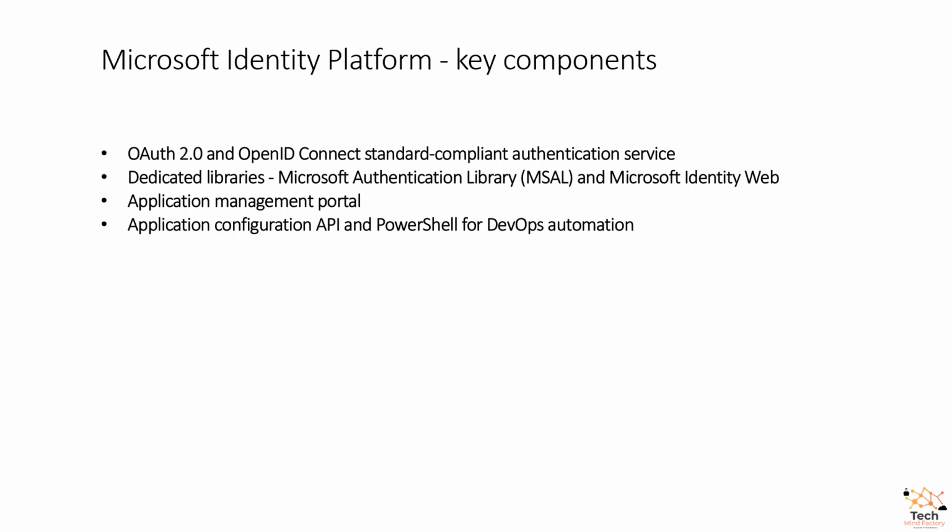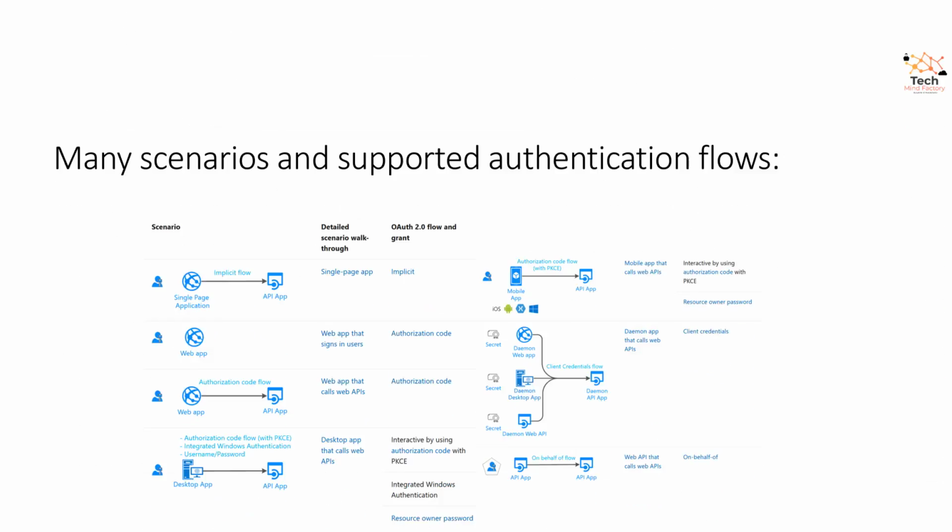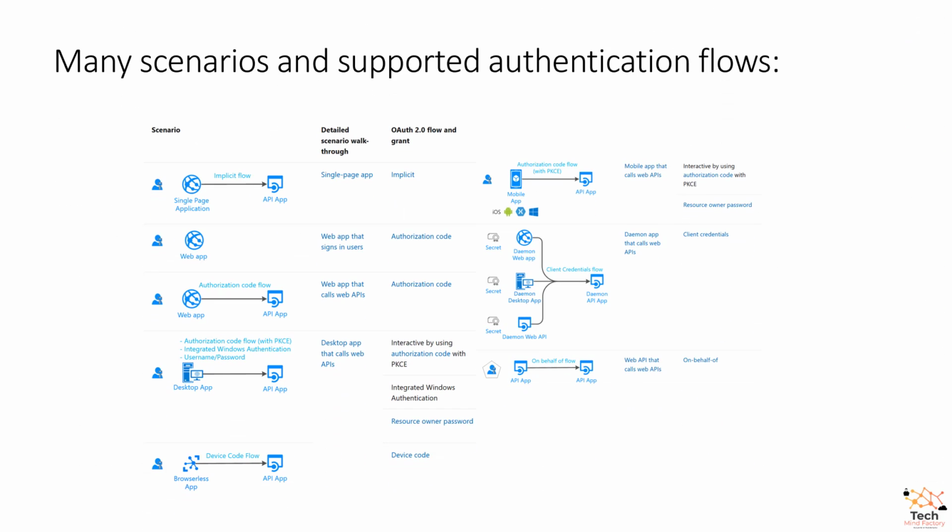Microsoft Identity Platform provides Configuration API and PowerShell, which we can use for DevOps automation. As you remember, for instance, we can create or register applications in Azure AD automatically with PowerShell scripts. And also, when it comes to Microsoft Identity Platform, there is great documentation together with many different kinds of samples on GitHub. Microsoft Identity Platform supports many scenarios and authentication flows.